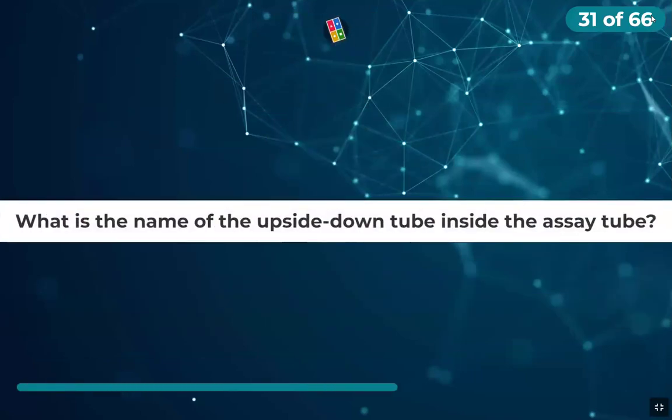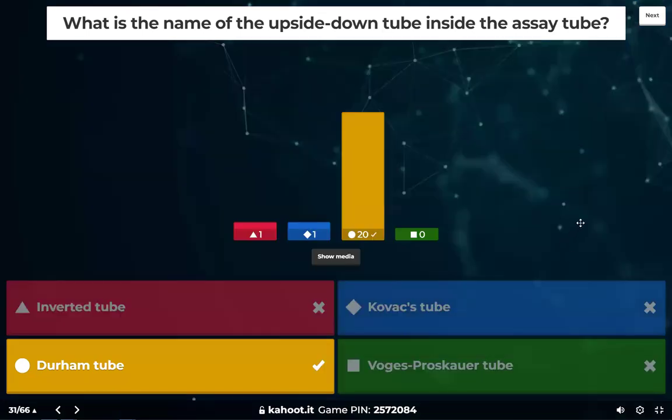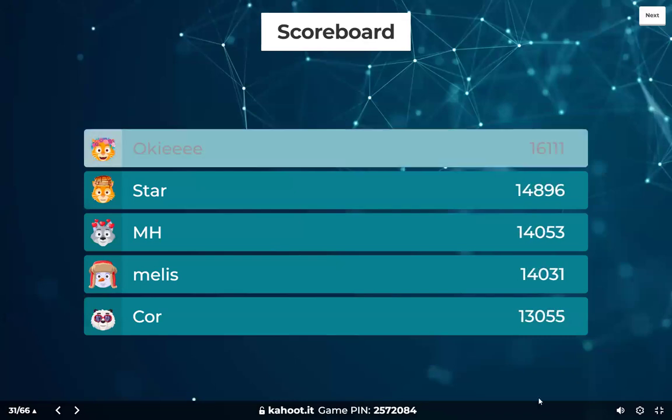What is the name of the upside down tube inside the assay tube? I did say it, I always forget. All right, so that's a Durham tube. Good job. What does it do? It collects the gas from the fermentation process.